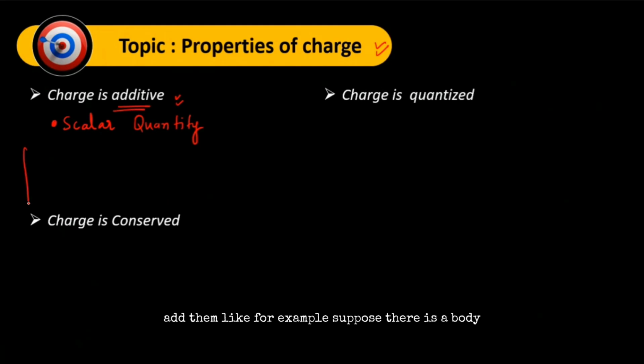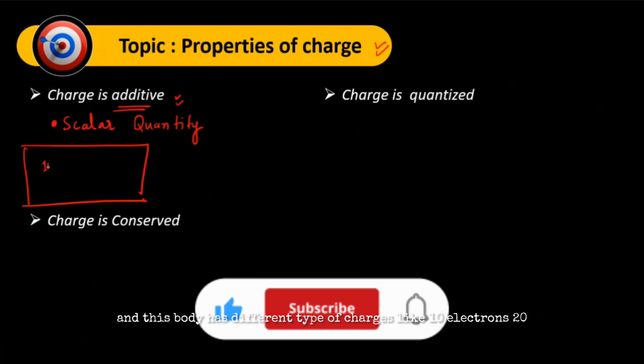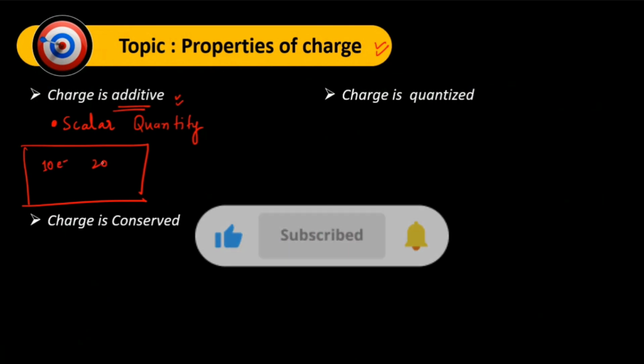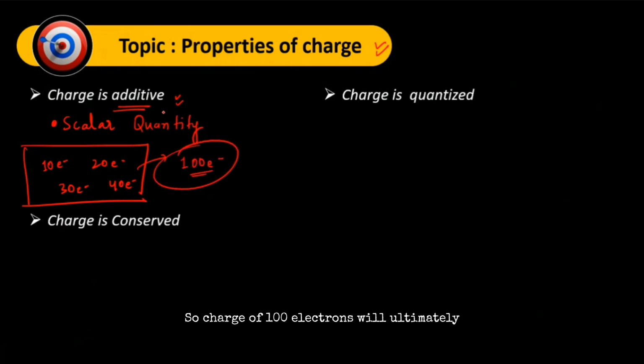For example, suppose there is a body and this body has different types of charges like 10 electrons, 20 electrons, 30 electrons, 40 electrons. So the total charge this body will have is because of the sum of all the electrons, which is supposed to be 100 electrons. So charge of 100 electrons will ultimately give us the charge of the whole body. How can we say this? Because charge is additive in nature. It is a scalar quantity, so we can directly add it.